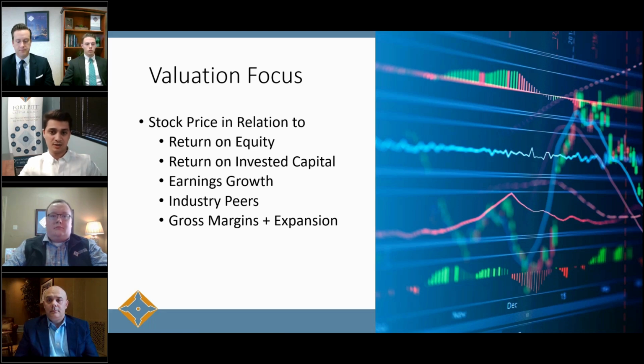Pricing power is also a major advantage for a high-quality business. It allows the company to raise prices to maybe offset certain costs, or raise prices simply because, well, it's a great product, there's great demand, and they can squeeze more profit out of it for shareholders.